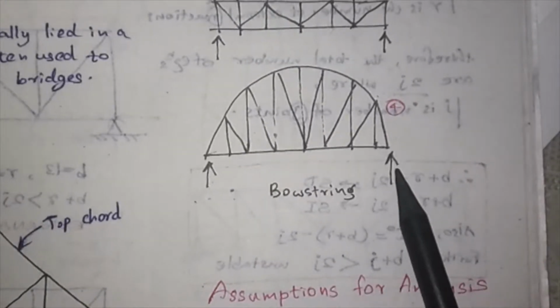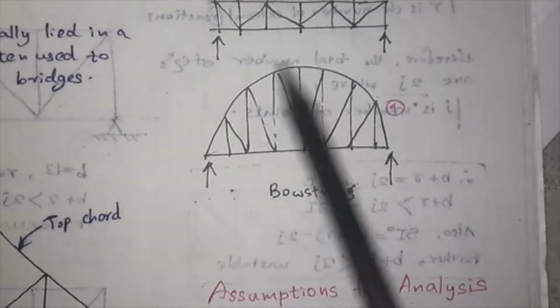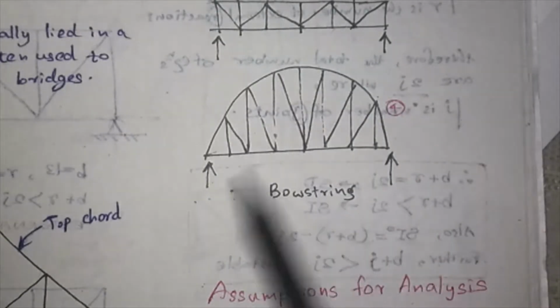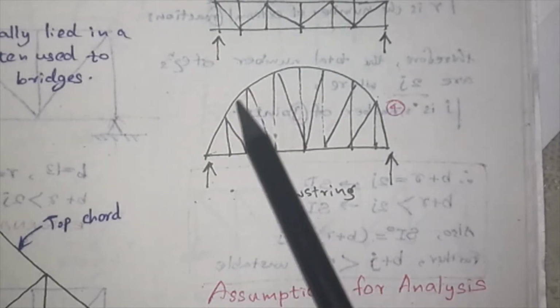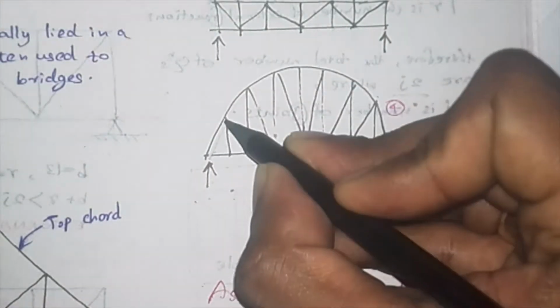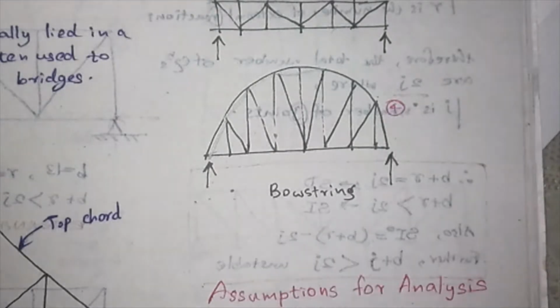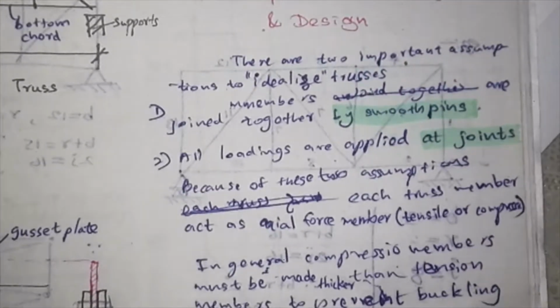So this is called a bowstring truss. Actually it's like the string of a bow. These kinds of trusses can also be formed. If you use a chord, you can take it circular, or it can be straight like this. So these two points are the supports, and we have to make some assumptions when analyzing and designing.